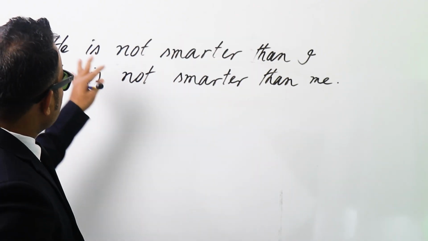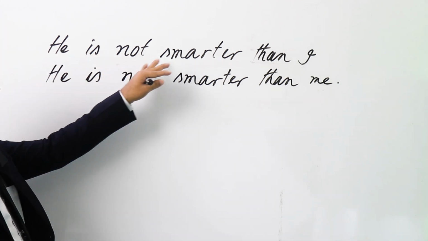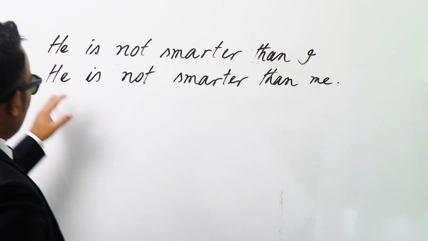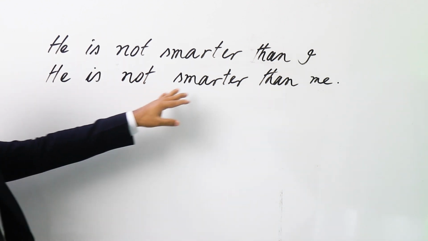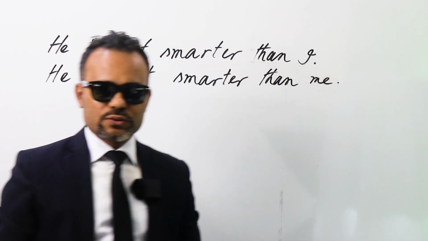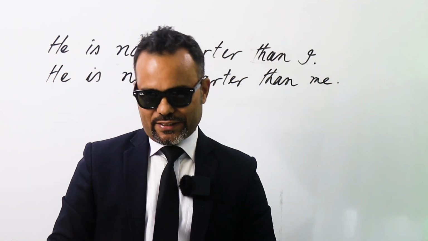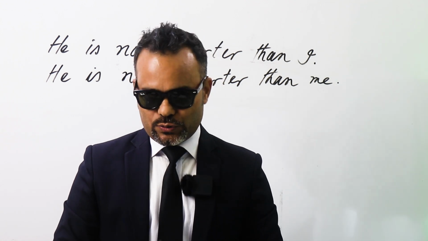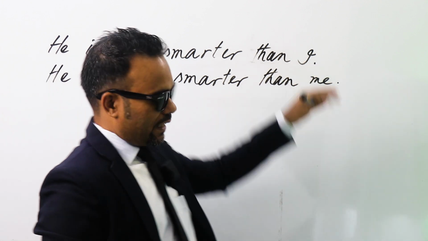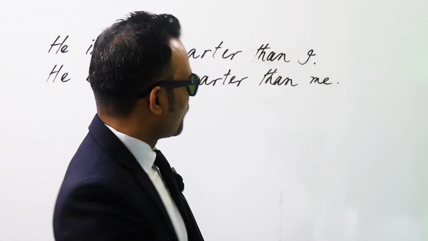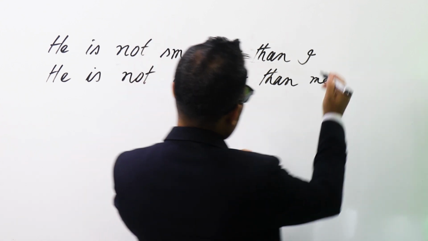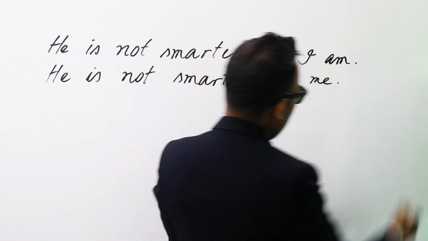Let's go. The first sentence, he is not smarter than I am. This is absolutely correct. And this one, he is not smarter than me. This sentence is also absolutely correct. What's the difference between these two? The first one, he is not smarter than I. You can say the full form this way: he is not smarter than I am.